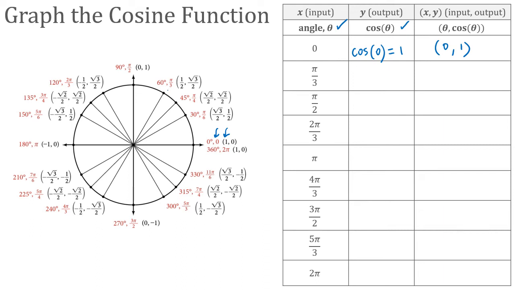When I'm at pi over 3, the cosine value is 1/2. So the cosine of pi over 3 we know is equal to 1/2, and that creates the ordered pair pi over 3, comma 1/2. Now, one thing that you might be thinking to yourself is, when you go to graph that point, pi over 3, comma 1/2, if you haven't made your horizontal axis in theta increments of pi over 3, then how do you graph it?